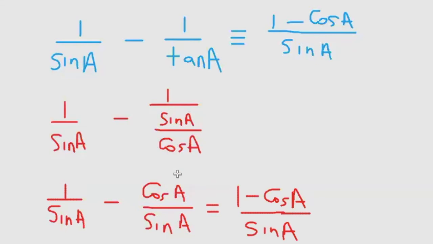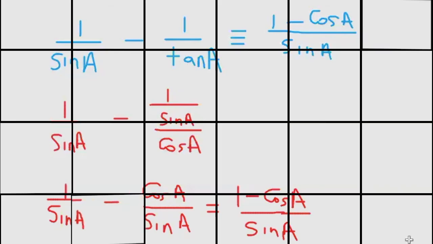The same case here that we did where we just say 1 minus cos A, and in the numerator I have 1 minus cos A, which is the same as saying 1 minus 4. We have now proven that the left hand side is the same as the right hand side.